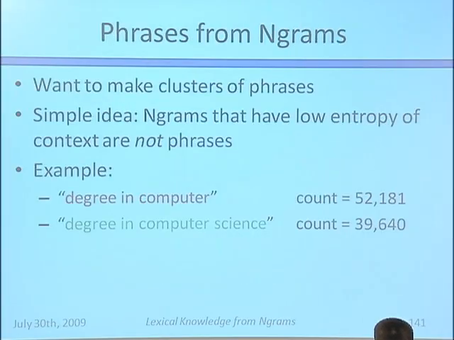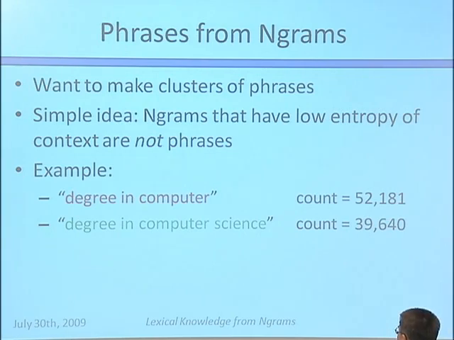Now, what we want to do is make clusters of phrases. The reason for this is that clustering billions of Ngrams would be essentially impossible. So we've reduced it to approximately 10 million phrases. And to choose phrases, we use a very simple idea that Ngrams that have a low entropy of context are not phrases. So take, for example, the trigram degree in computer. Now that has a count in the data of about 52,000.